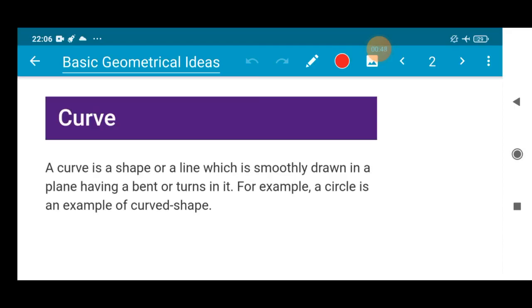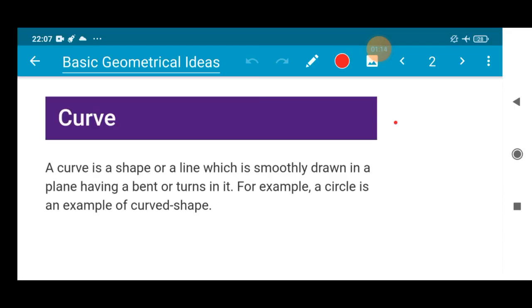For example, a circle is an example of a curve shape. So you have seen a curve many a time. Everywhere you see, in your grill, a window of the grill, is basically in a circular form, semicircular form, right? The triangular form.